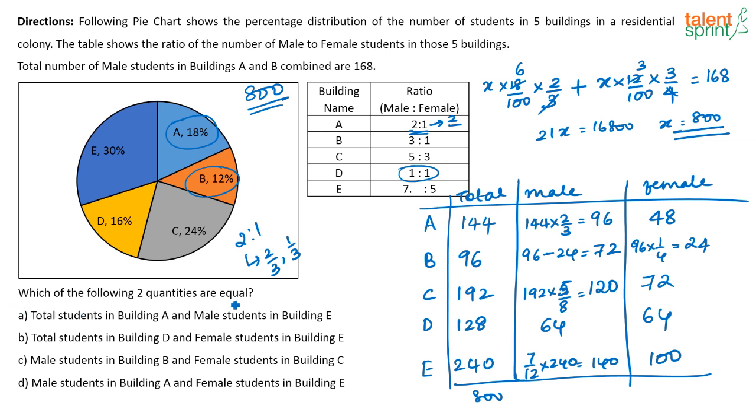Which of the following two quantities are equal? The total students in building A and male students of building E. Total students in building A is 144. Male students in building E is 140. Both are not the same, so this is not your answer. Total students in building D and female students in E. Total students in building D is 128. Female students in E is 100. Again, both are not the same. Male students of building B is 72 and female students of building C is also 72. So these two quantities are equal. Your answer will be option C.